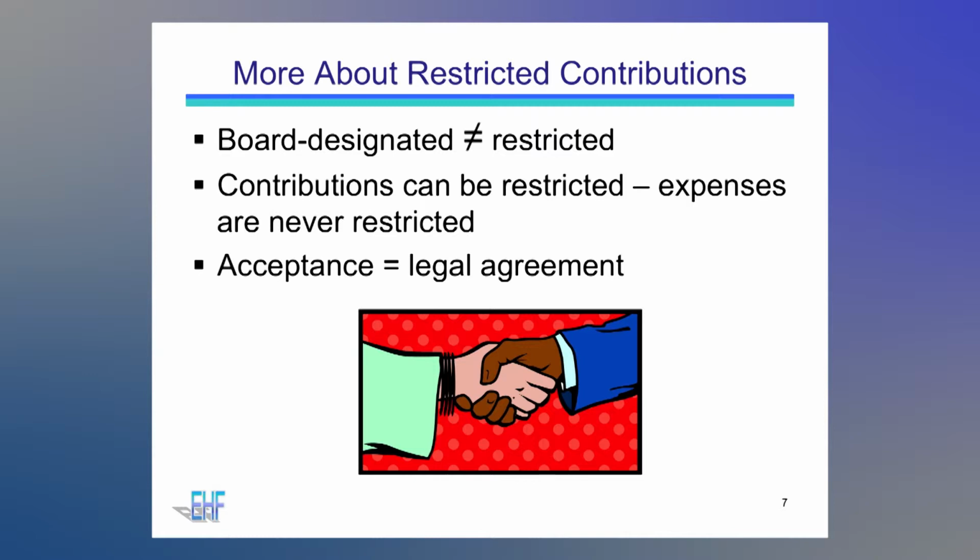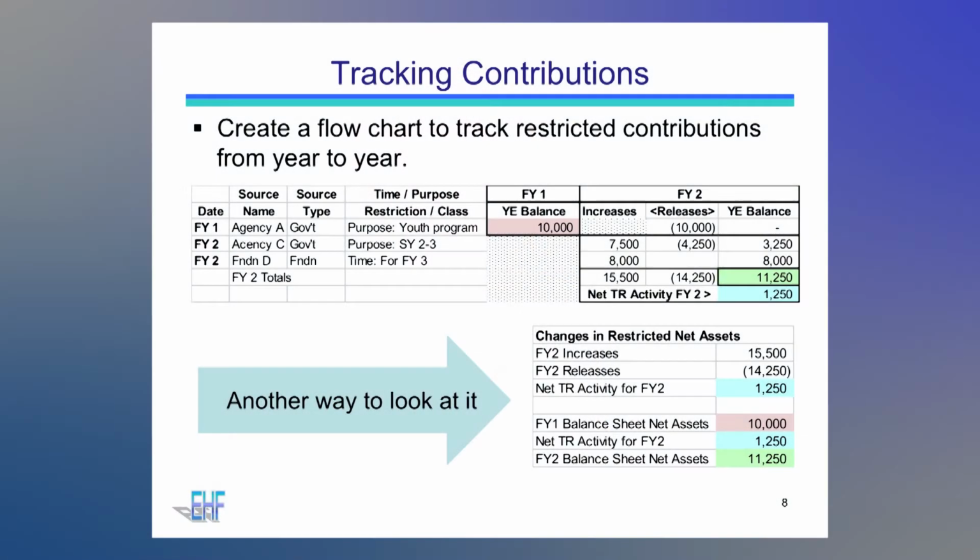Accepting a restricted contribution is entering into an agreement with the donor to honor the terms of the gift. Restricted funds may not be used for non-restricted purposes, for instance, to alleviate cash flow crises. Instead, build an operating reserve fund or activate a line of credit. So, now that we've received our restricted contributions, how do we track them and carefully monitor how they're being spent?